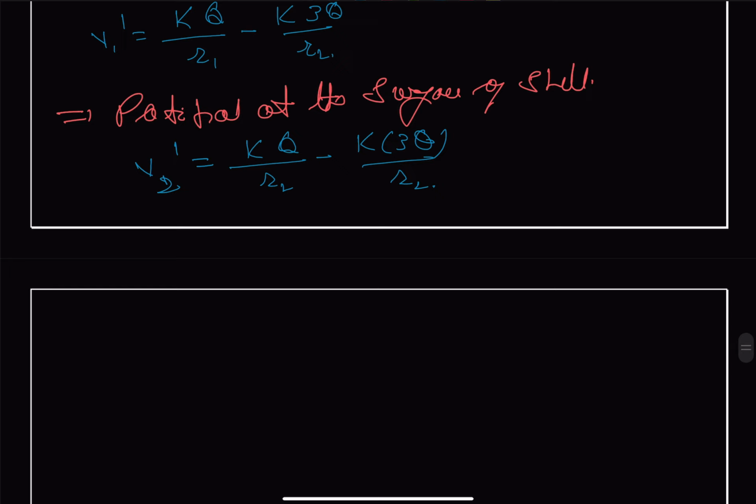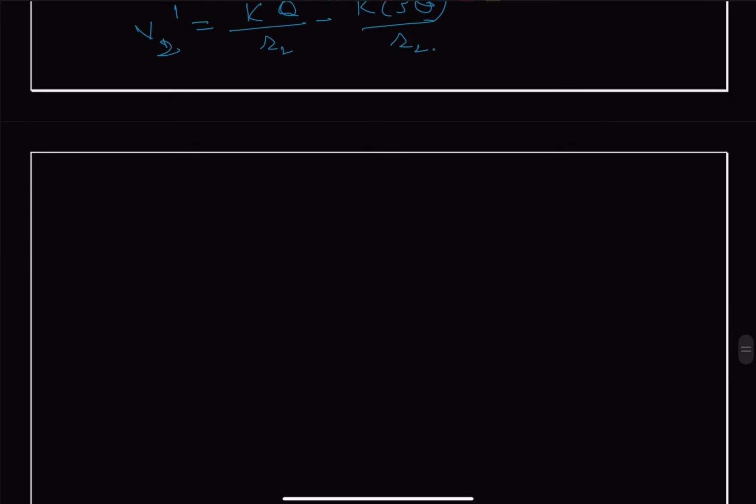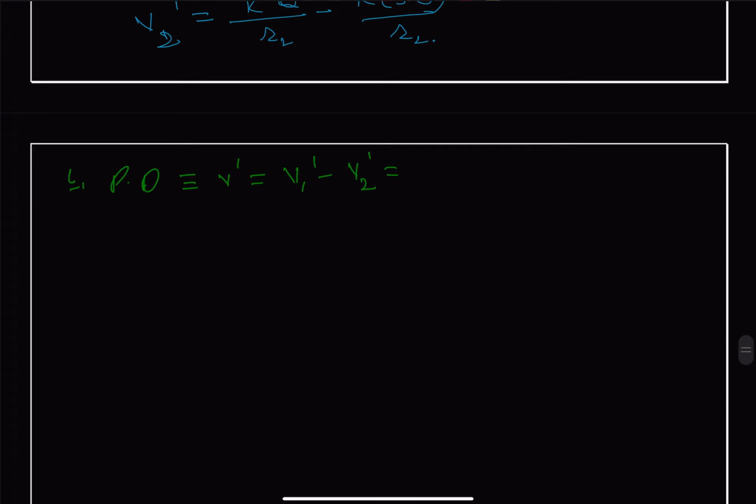So therefore we can say that the potential difference, let us suppose that is our V prime, will be equal to V1 prime minus V2 prime, and we simply substitute the value. We get this as KQ upon R1 minus 3KQ upon R2 minus KQ upon R2 plus 3KQ upon R2.